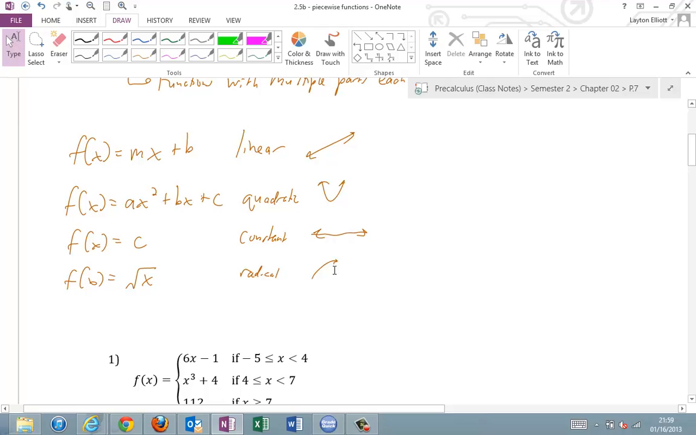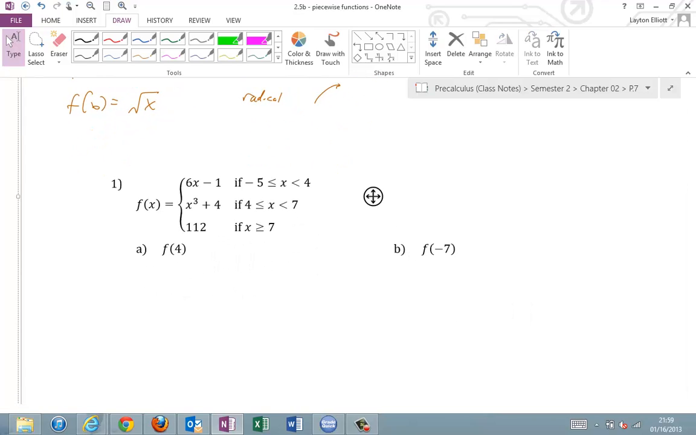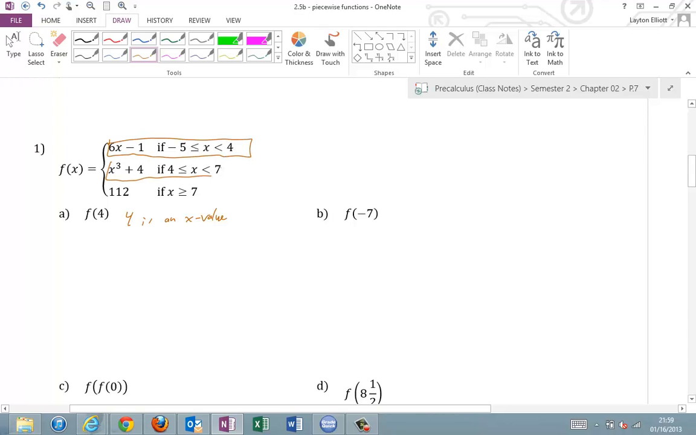There are some other ones, but we're going to graph them just as best we can when it comes time to graphing. Number 1 is not requiring you to graph, it's just saying plug it into the function. So, f of 4. 4 is an x value. The rules of this function, f of x, says that it's 6x minus 1 if that's true, it's x cubed plus 4 if this is true, and it's 112 if this is true. Funny thing about this too, the domain here is in set notation, not in interval notation. That's just something to keep in mind.